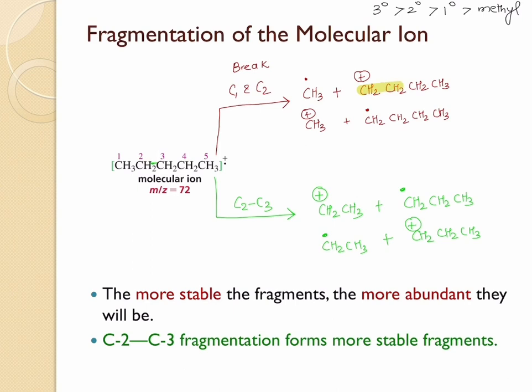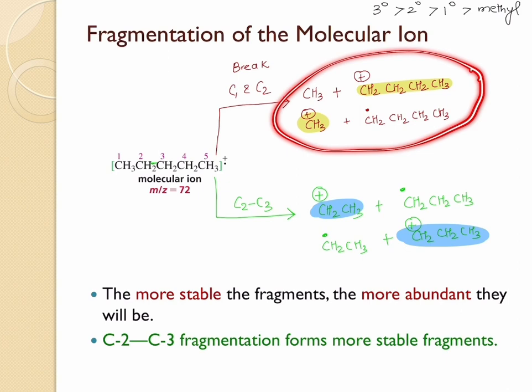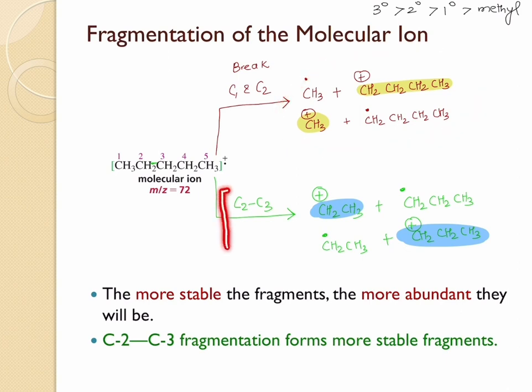Basically, the stability of the carbocations and the radicals follows the same order. Here, you are forming a primary carbocation and a methyl radical, which is comparatively less stable than the primary carbocation. But here, you are forming two primary carbocations, which is definitely going to be more stable than the ones that are formed here. And therefore, we can assume that the C2-C3 bond is the one that's more likely to break. One of those fragments is the one that corresponds to the base peak.